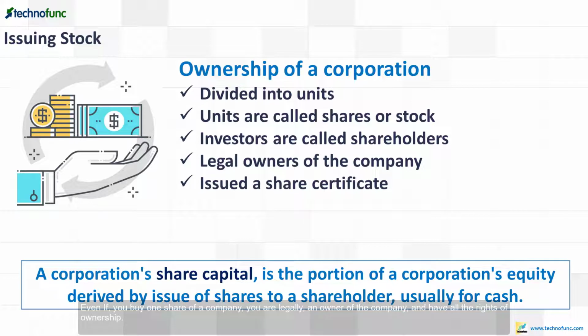Even if you buy one share of a company, you are legally an owner of the company and have all the rights of ownership. Each stockholder receives a stock certificate. A stock certificate is a document issued by the company and is the proof of ownership. Small corporations usually have only a few stockholders. Larger corporations, such as IBM or General Electric, have thousands of stockholders.